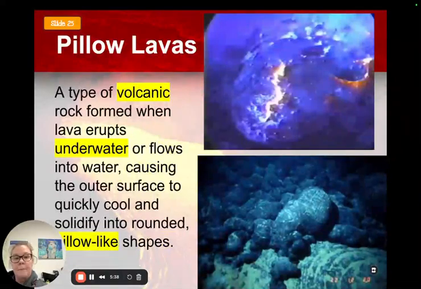Pillow lava is a type of volcanic lava formed when lava erupts underwater or flows into water, causing the outer surface to cool quickly and solidify into round pillow-like shapes. So this is the kind of crust that you would see along that mid-ocean ridge as it separates and lava comes up through the middle.